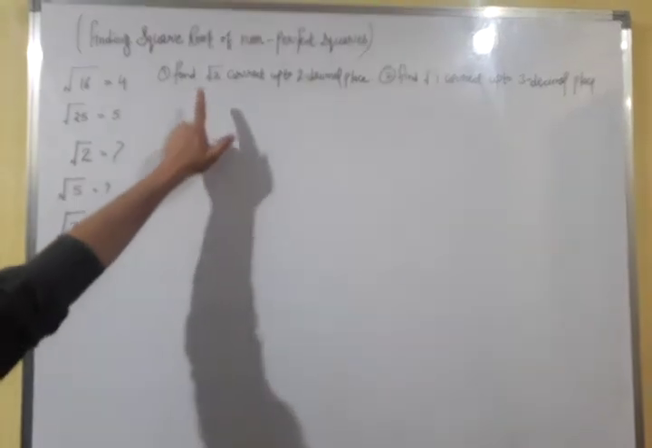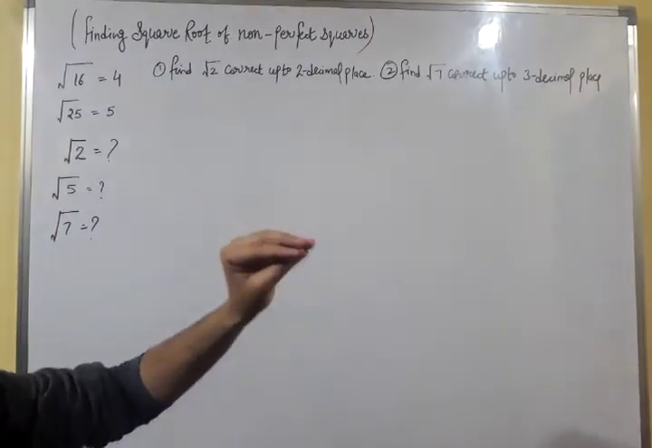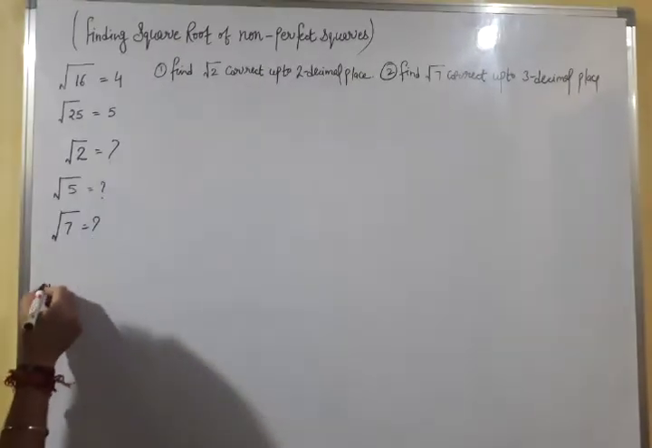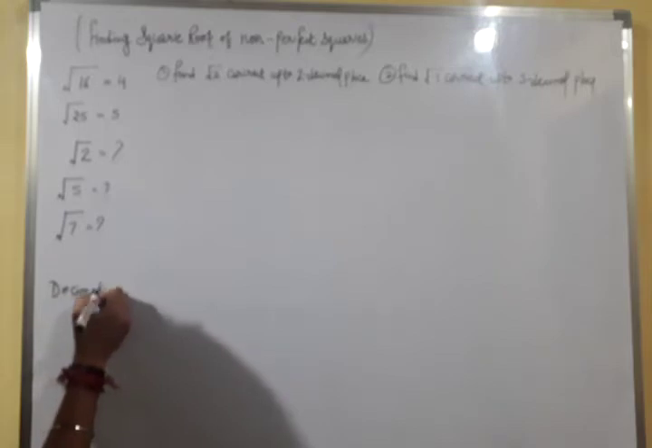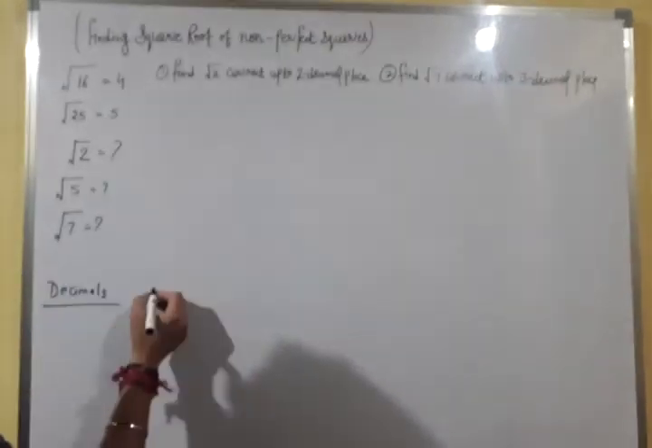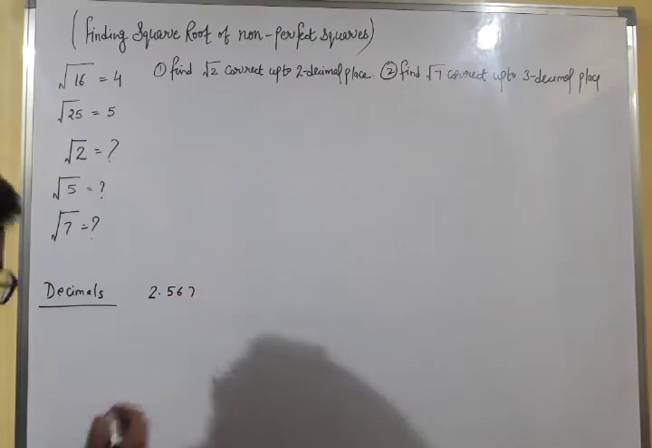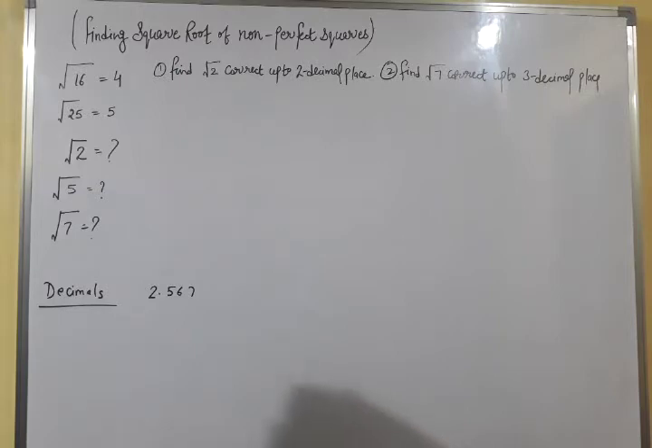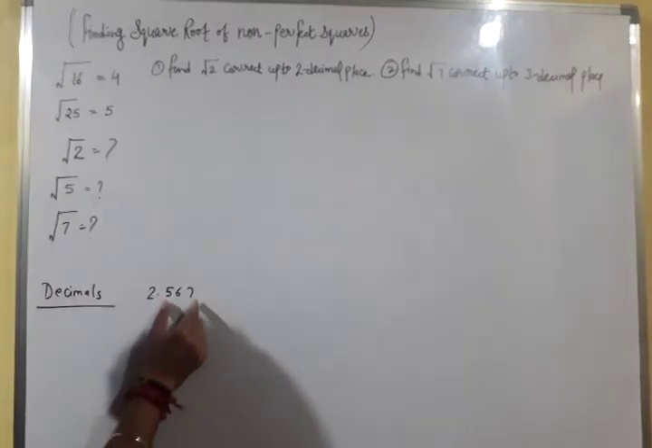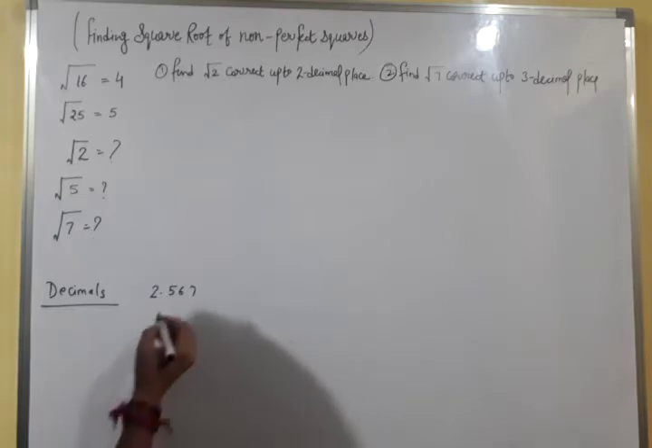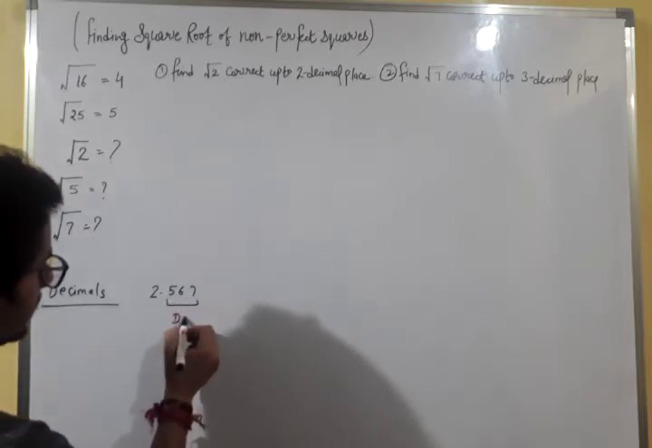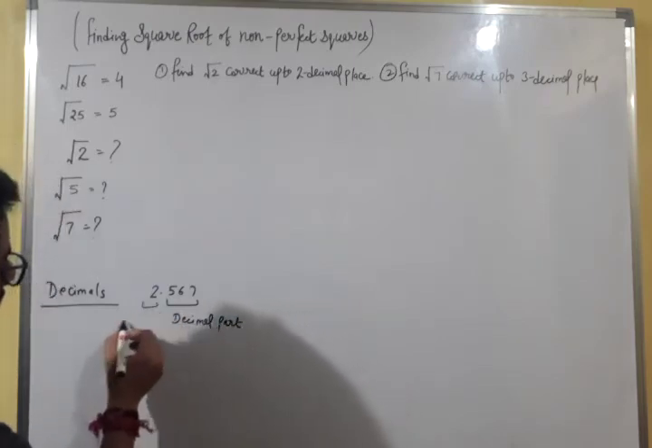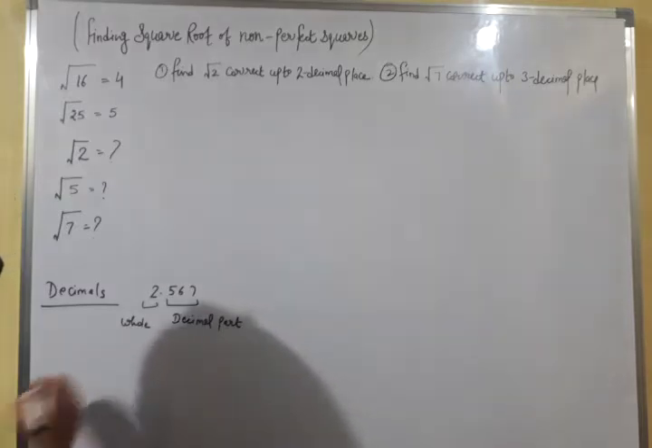Before starting this topic, you have to understand two basic things. Decimals. Have you studied decimals? Yes, you have studied. 2.567 is an example of a decimal because it has a decimal point, a whole number part and a decimal part. This is known as the decimal part and this number is known as the whole number part.